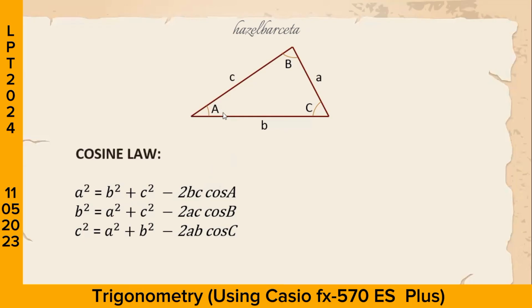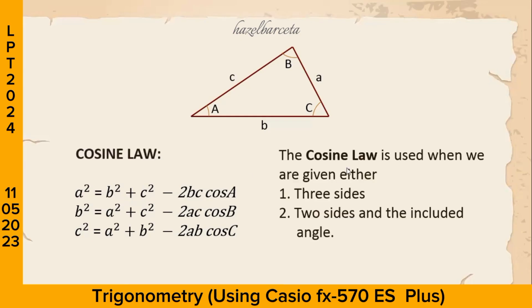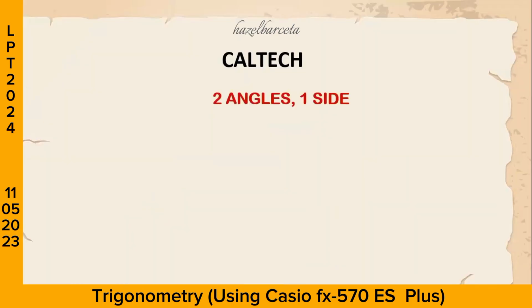So, ayan. Nakadepende po kung ano yung given. But, dito pa lang po, nakita na natin na included angle. Kapag non-included, it is for sine law. Okay? So, kailan po siya ginagamit? The cosine law is used when we are given either 3 sides or 2 sides and the included angle. Included angle. Okay, cosine. So, let's go to the calculator.